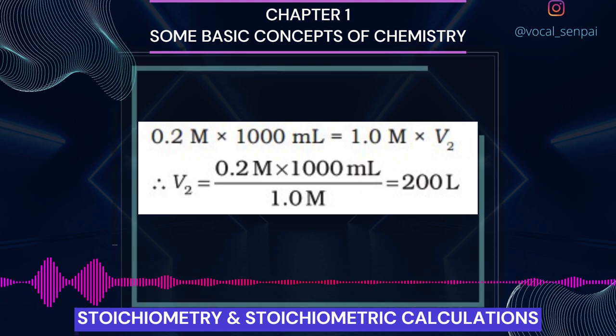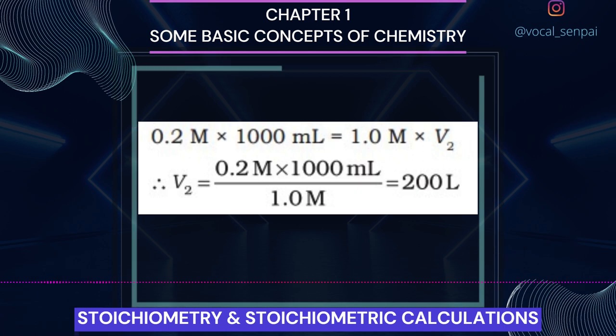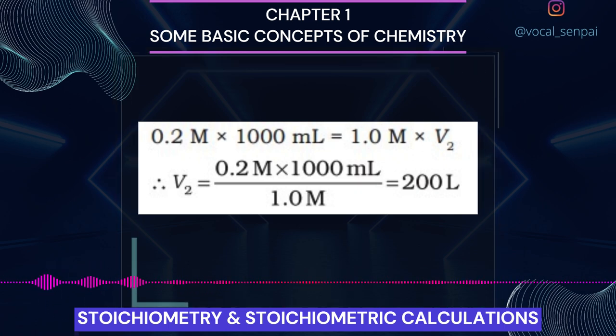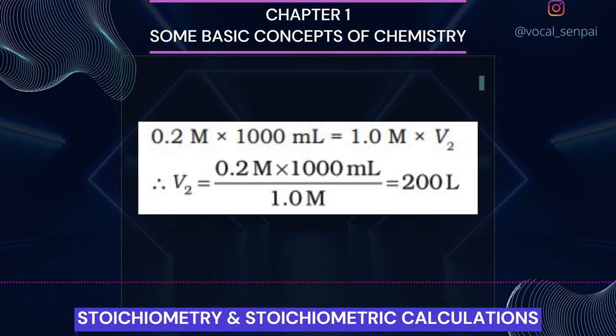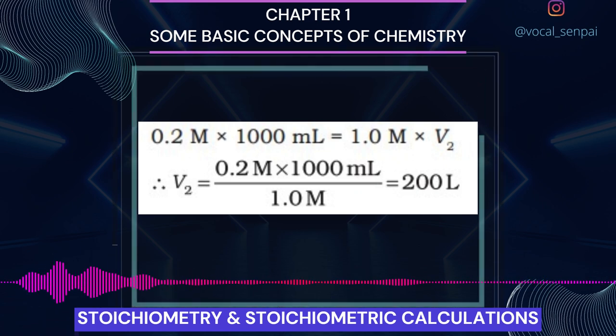In this case, M1 is equal to 0.2 M, V1 is equal to 1000 ml and M2 is equal to 1.0 M, V2 is to be calculated. Substituting the values in the formula.